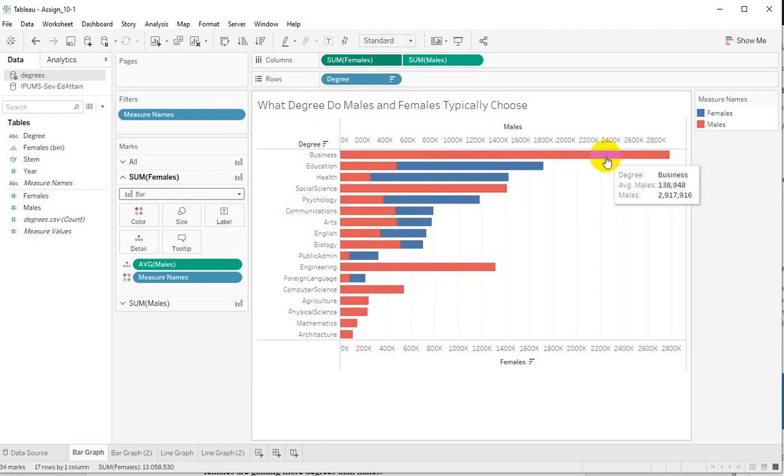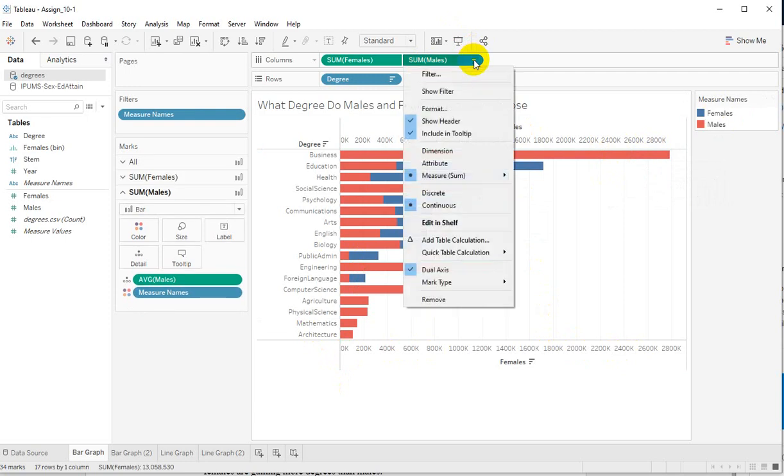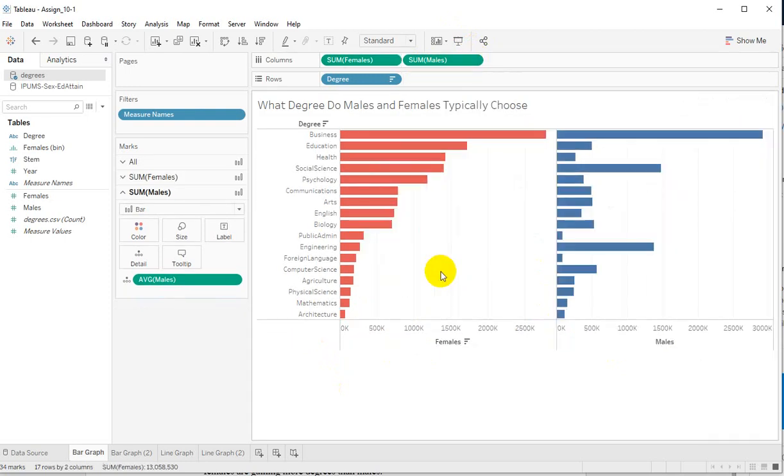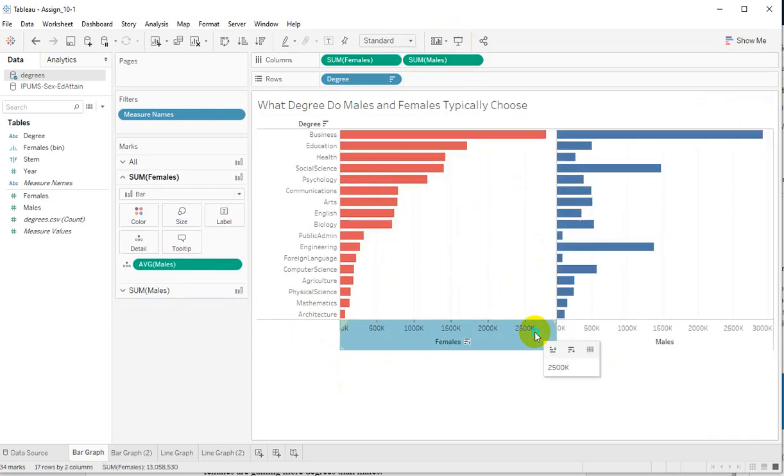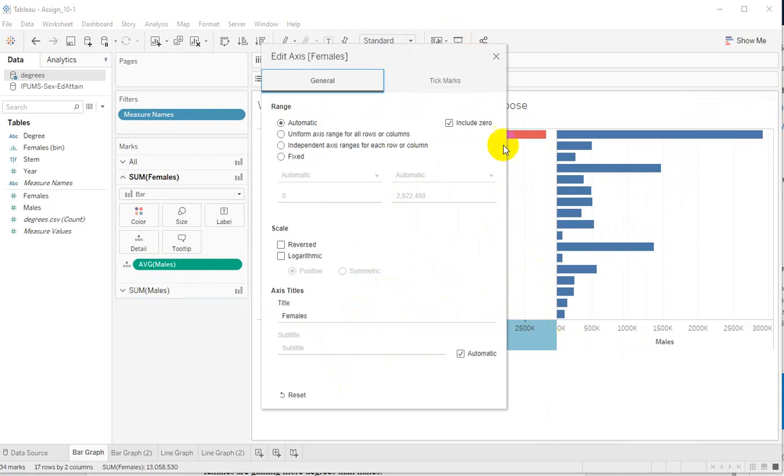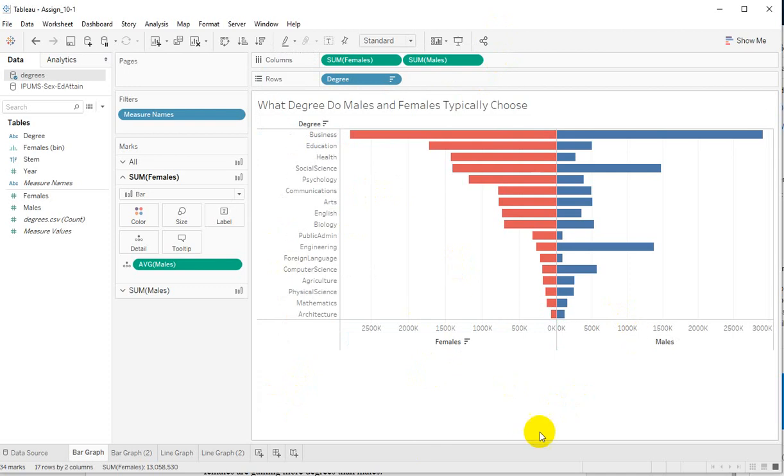So it's not that there aren't any females in business, but there's fewer, so it hides. And that's why I like the idea of flipping, not having a dual axis, but actually flipping the female. That way we're not losing any of the information. All right, quick and dirty fix-up tricks for bar charts.